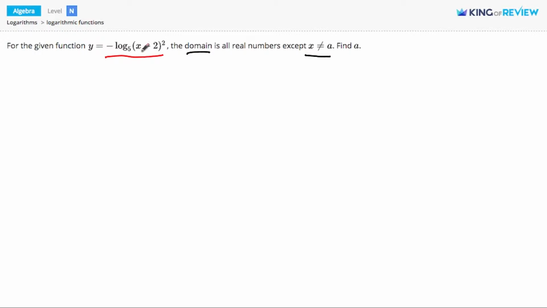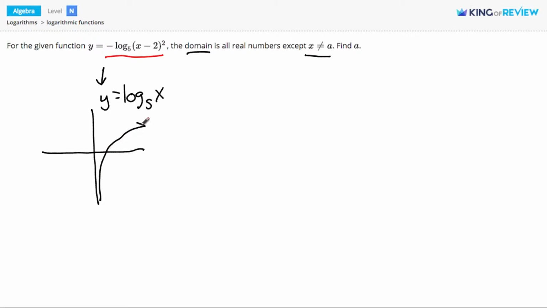Well, let's first think about what this function might look like. I'm going to graph a much simpler version of this function, and that is just the log base 5 of x, ignoring the minus 2, the squared, and the negative. The log base 5 of x looks something like this.